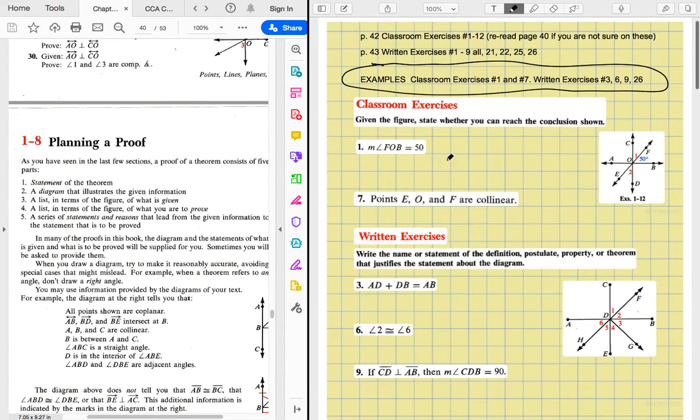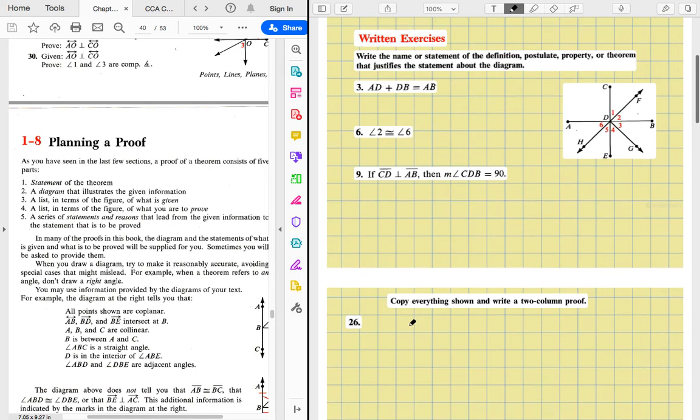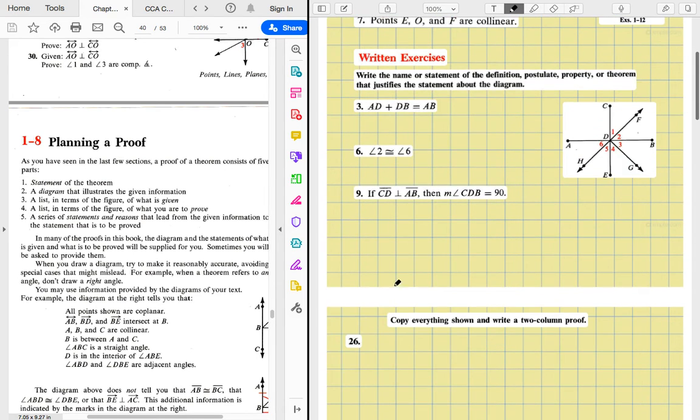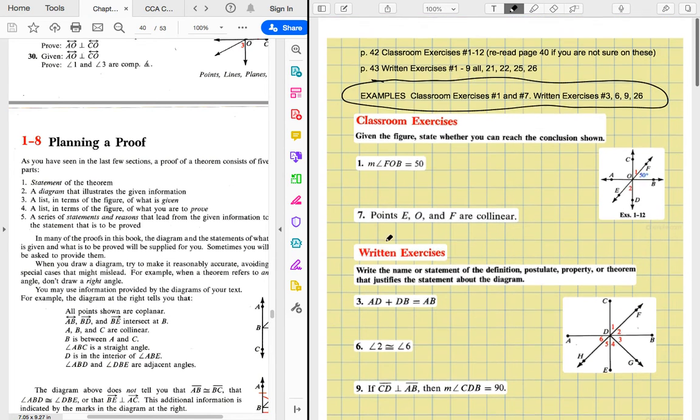So these are the ones I'm going to do today. I'm going to do numbers 1 and 7 for classroom exercises. I'm going to do 3, 6, and 9 for written exercises. And finally, I'll do number 26. So little slices of everything here. Number 25, I'm also guessing people have trouble on 25, but I want to see if you can figure that out on your own.